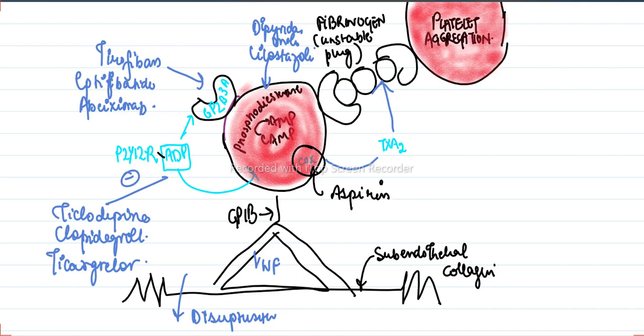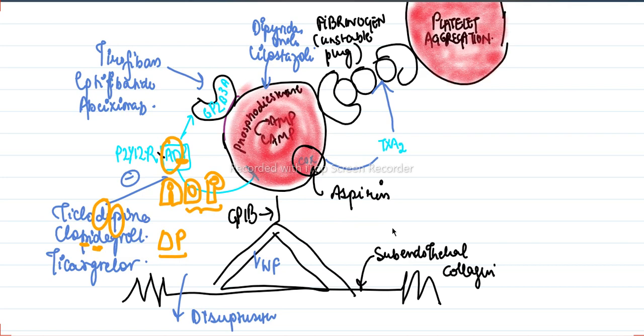One mnemonic we can use: ticlopidine is an ADP receptor blocker. ADP contains D and P, and ticlopidine also contains D and P in its name. Clopidogrel also contains DP.